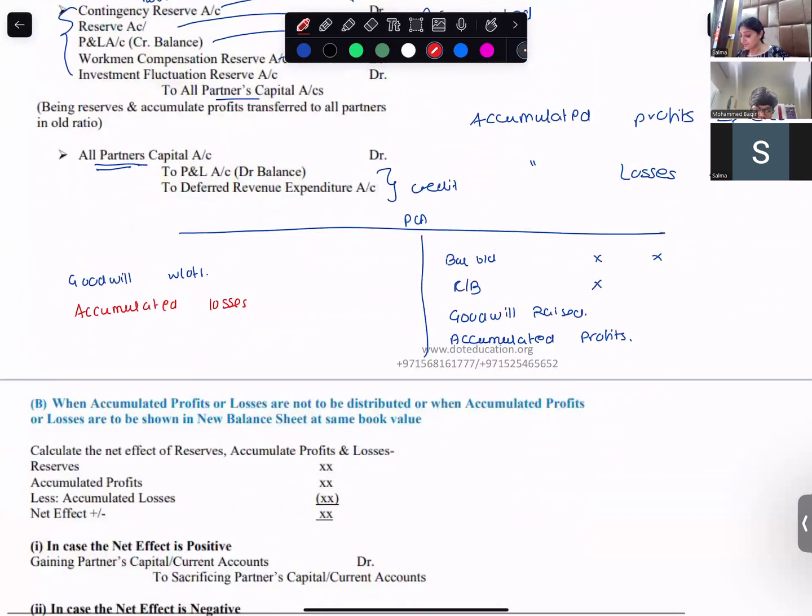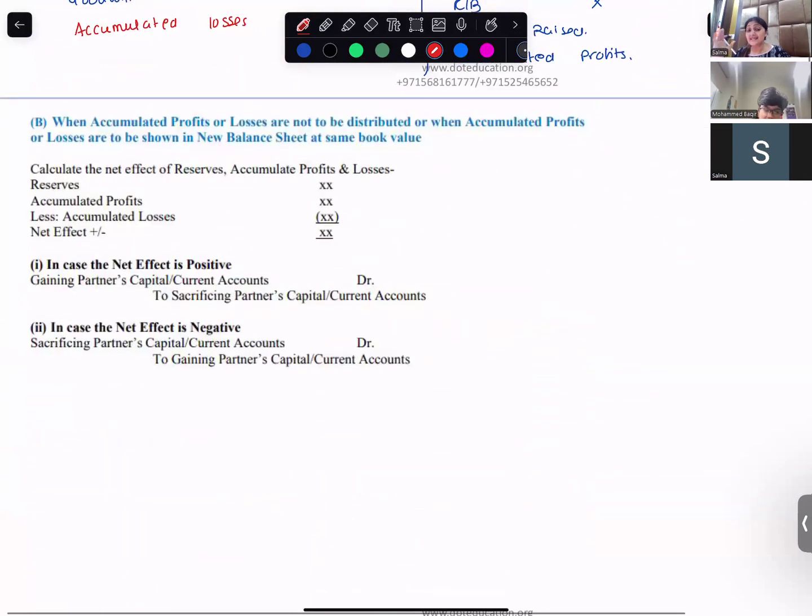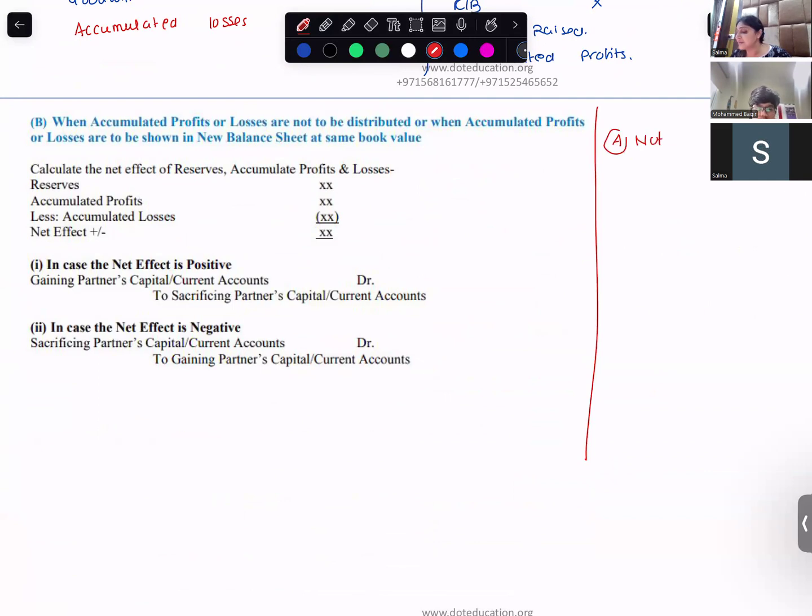Case A. Case A was what? When there is nothing mentioned about accumulated profits or losses, or they tell you to distribute it. So in that case, you will distribute it.